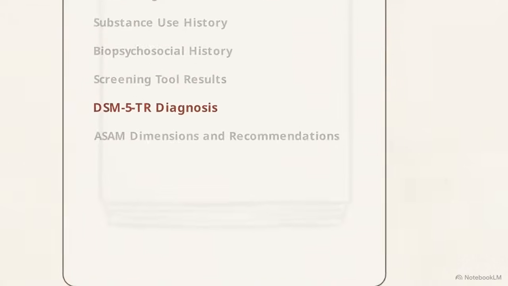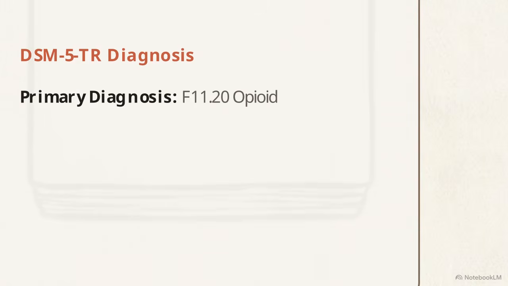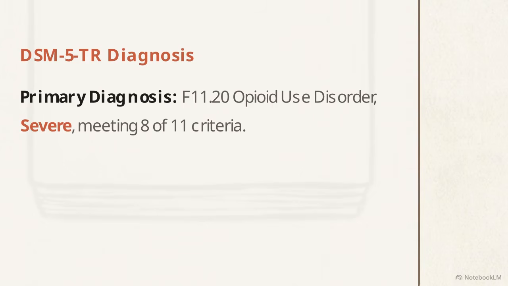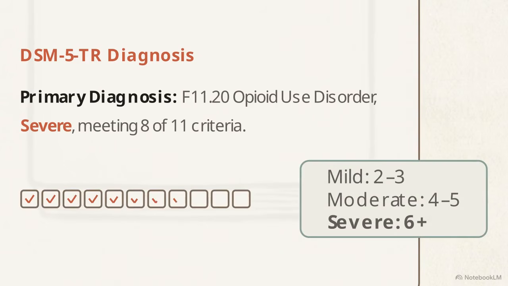Next, you include the final clinical headers: screening tool results, DSM-5-TR diagnosis, and ASAM dimensions and recommendations. Under your diagnosis section, the text must be explicitly written out. For instance, primary diagnosis, F11.20, opioid use disorder, severe, meeting 8 of 11 criteria.